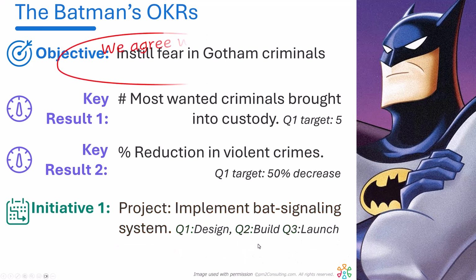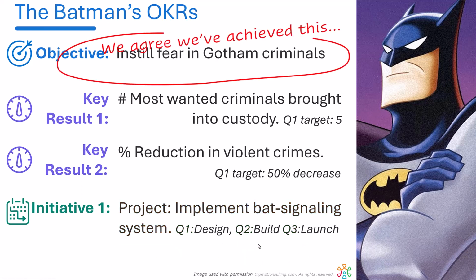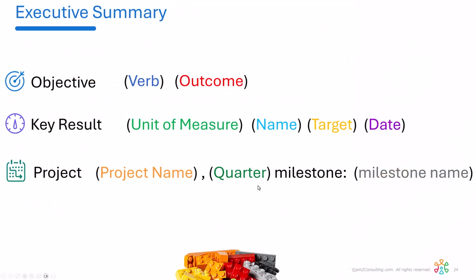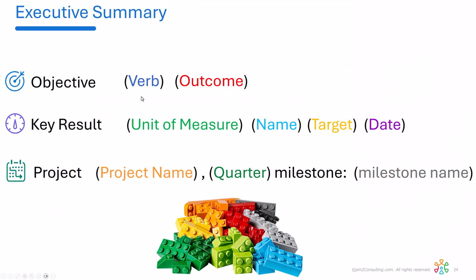In other words, OKRs are built with that simple model, and basically what we're saying is we agree that if we achieve this objective, these things are accomplished. It's built with just 3 building blocks: objective, which is verb and outcome; key result, unit of measure, name, target, date; and projects, change the business key results: project name, quarter, milestone. And like Lego blocks, you can build any structure you want with these 3 simple elements.